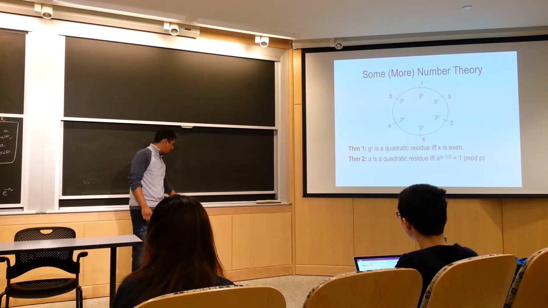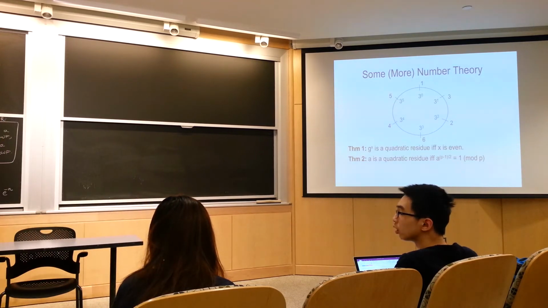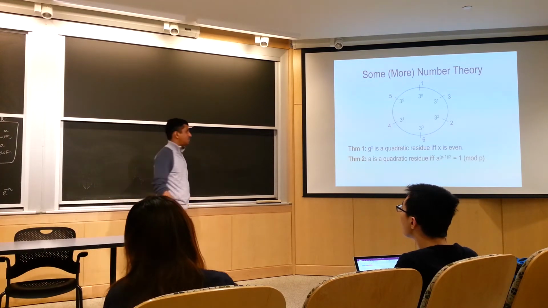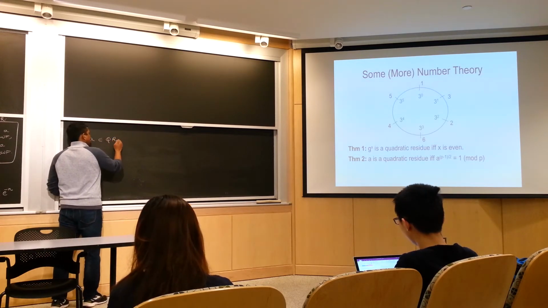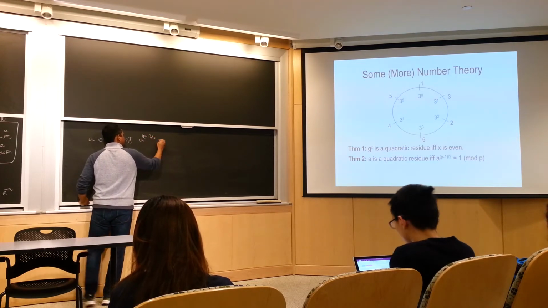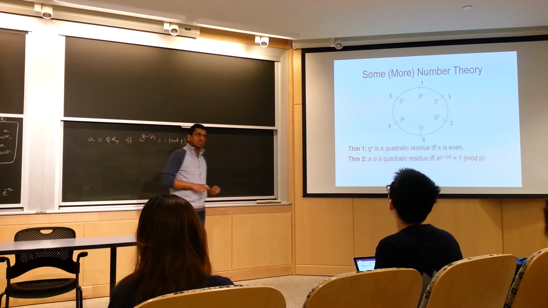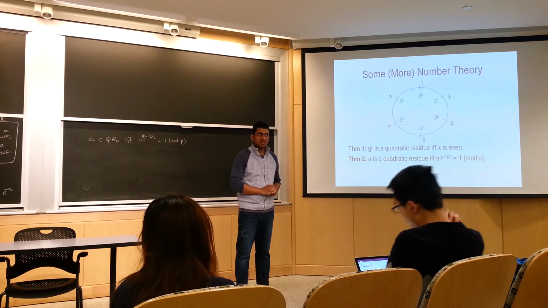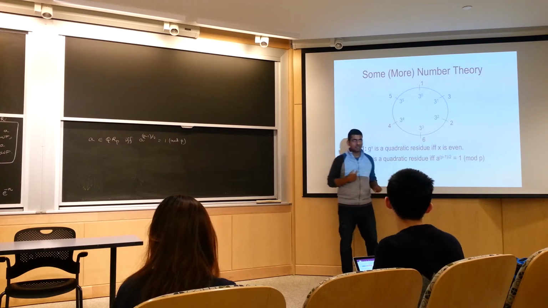Here is the effective characterization. It says that a number a is a quadratic residue if and only if a to the p minus 1 over 2 is 1, not -1. Now, assuming the truth of this theorem, which I'll show in a minute, does this give you an effective characterization? It does, because all I need to do is take this number a and raise it to the power (p minus 1) over 2.